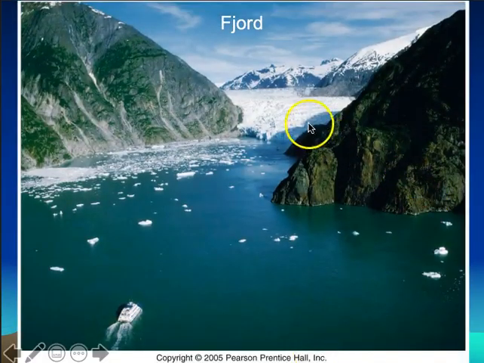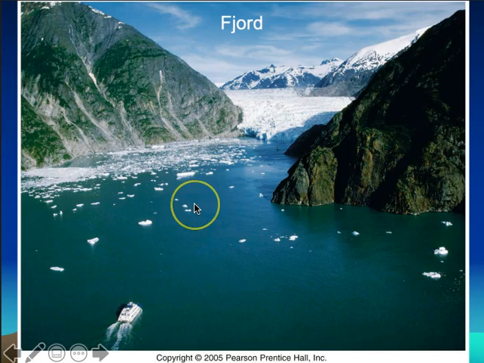Fjords exist where glacial ice flowed all the way down to the sea, carving out a U-shaped valley. Then as the glacier, and glaciers all over the earth, receded as the climate warmed, it left behind a U-shaped valley that has then been progressively flooded by the sea as sea levels rise from the melting glacial ice.